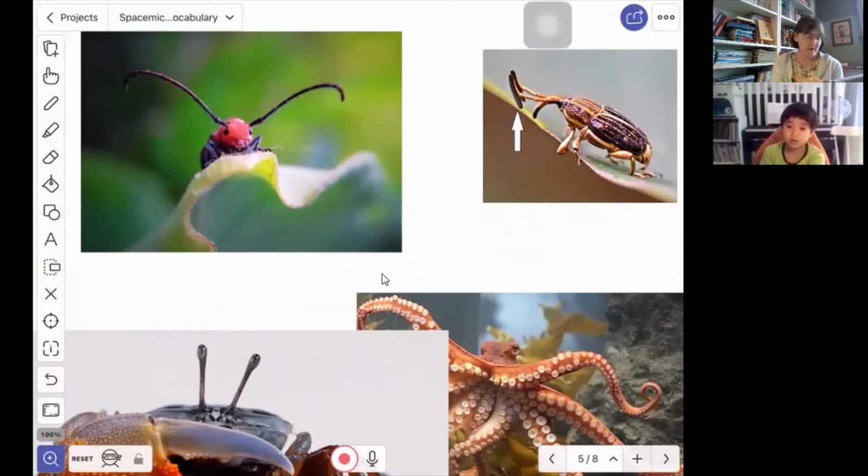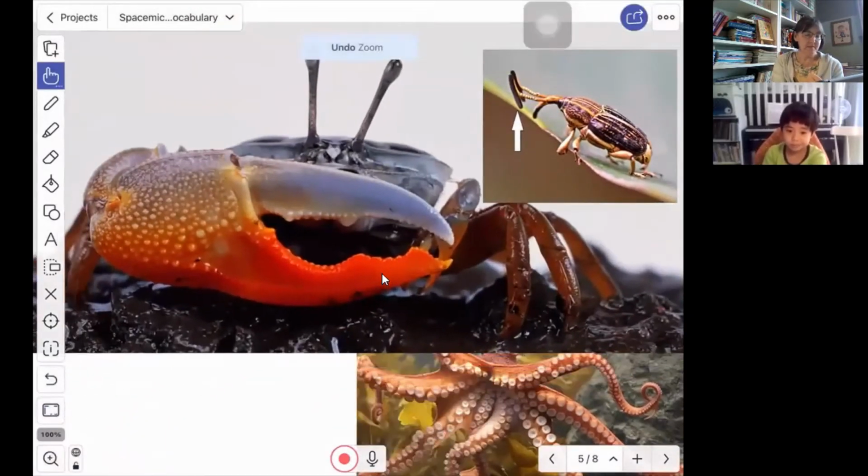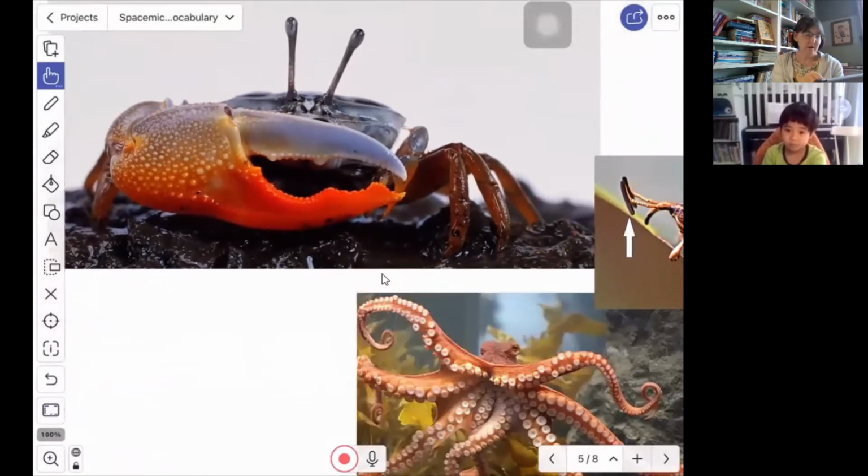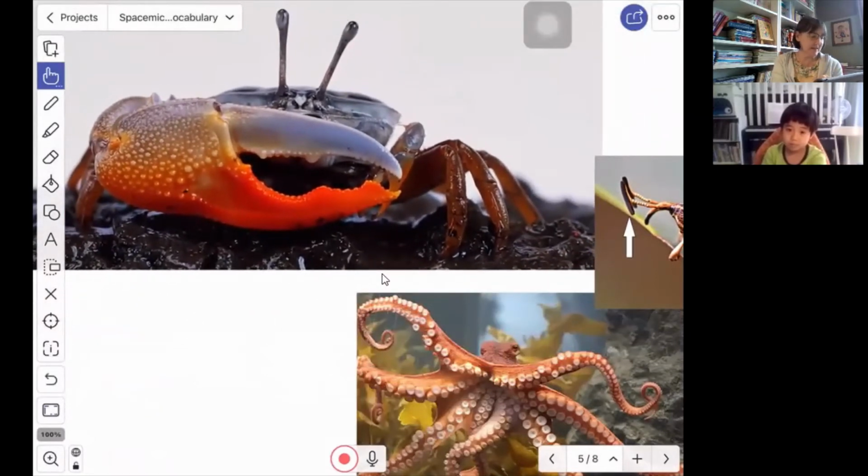Oh, I know how. Oops. This one is showing, I think, a crab, and you can see it has antenna right here. But I also wanted to show you this part, which is the claw. Okay, it's the part that goes right here, claw.